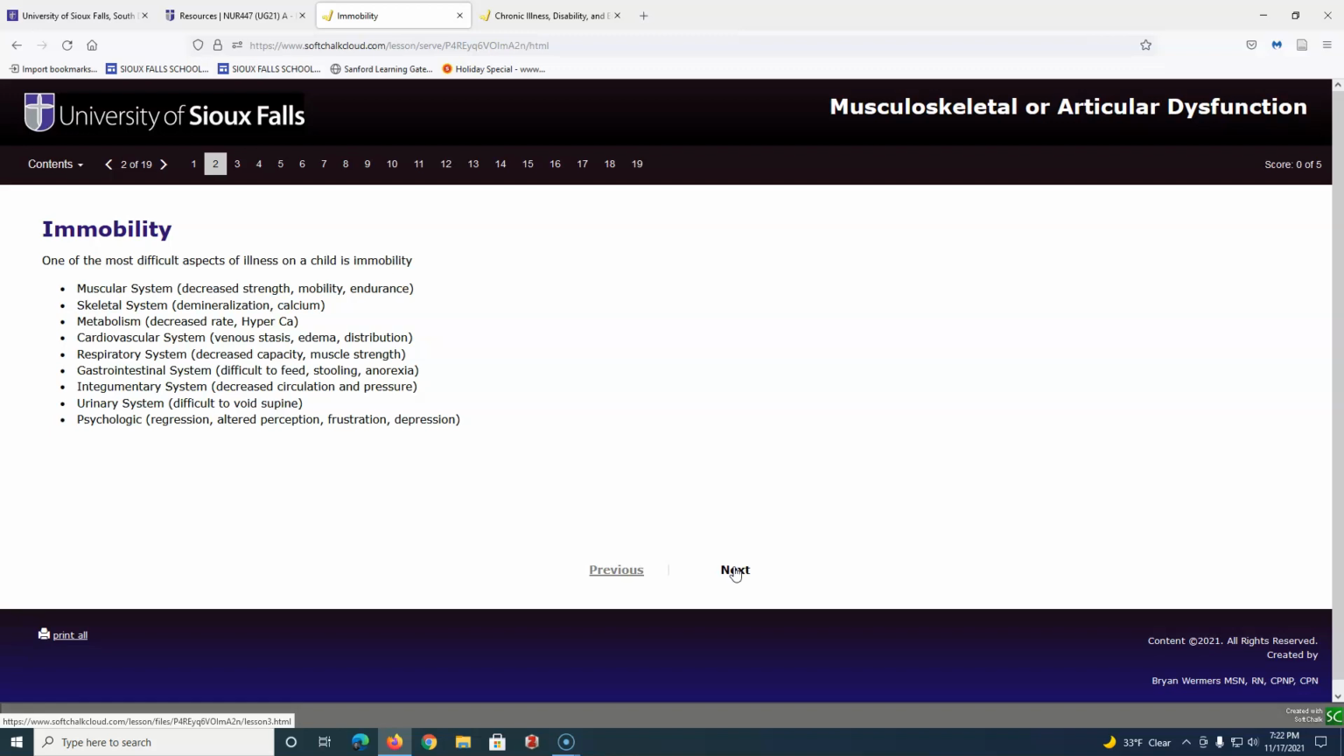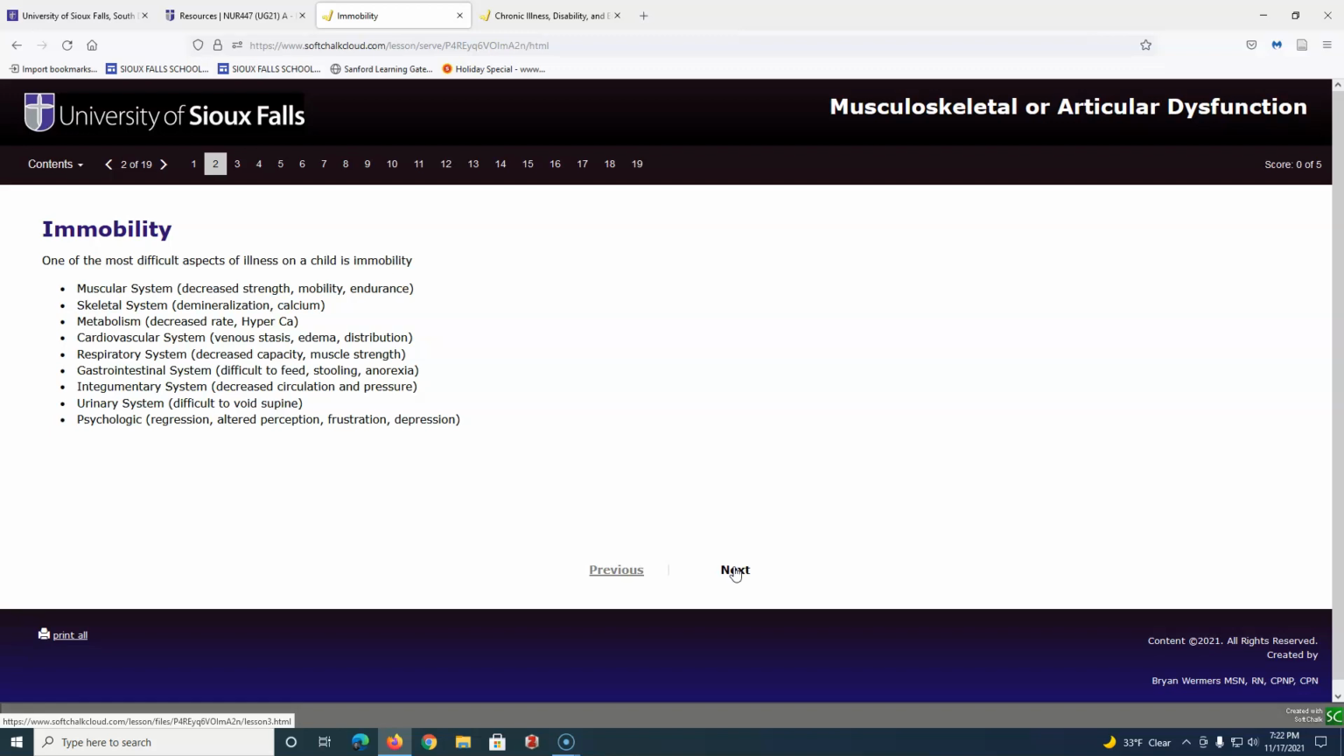So first, immobility. Immobility is very hard on all types of patients and usually has an increased risk of morbidity and mortality associated with it. Specifically, some of the ways that this can impact the kid is with their muscular system, they're going to have decreased strength, decreased mobility, decreased endurance. With their skeletal system, demineralization, decreased calcium stores. With metabolism, they'll have a decreased metabolic rate.